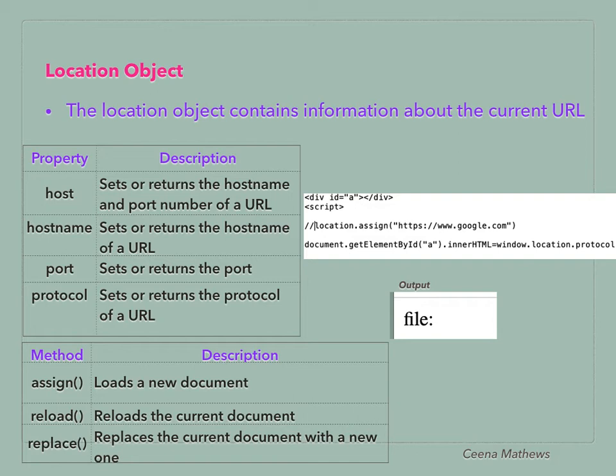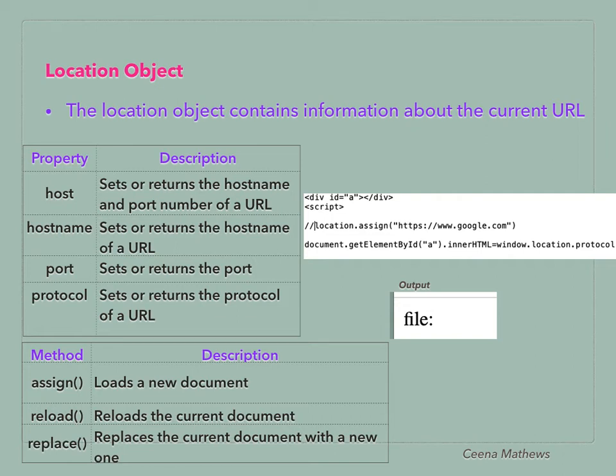Next object is location object, which contains information about the current URL. There are several properties of location object. I have listed here only a few. One is host, which sets or returns the host name and port number of a URL, and hostname sets or returns the host name of a URL. Port returns the port number of the URL. Protocol returns the protocol of a URL.